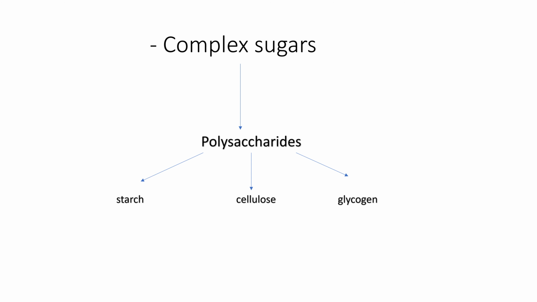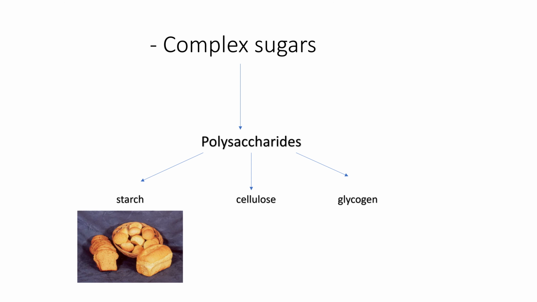So where do you find them? Well, starch, you find it in bread, pasta, rice, all of those things. Cellulose, where do you find it? You find it in all the plants. And glycogen is the sugar in your muscles and things like that.